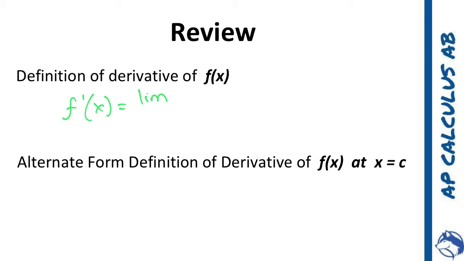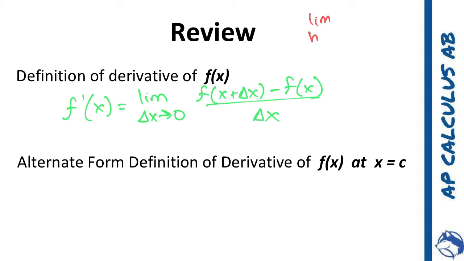is equal to the limit as the change in x approaches 0 of f of x plus the change in x minus f of x, all of that over the change in x. There's other ways that we can write that as well. It's oftentimes used with an h, so we could use the limit as h approaches 0. And this would be f of x plus h minus f of x, all of that over h. Both the green and the red one are very common.